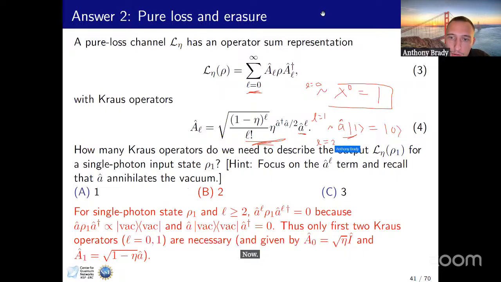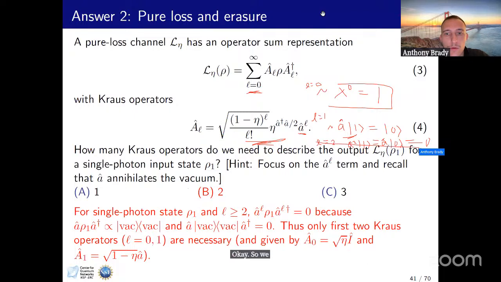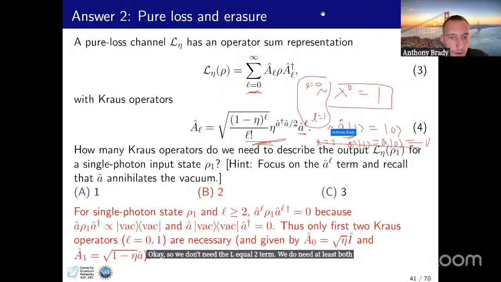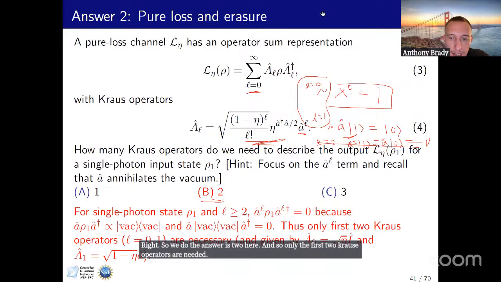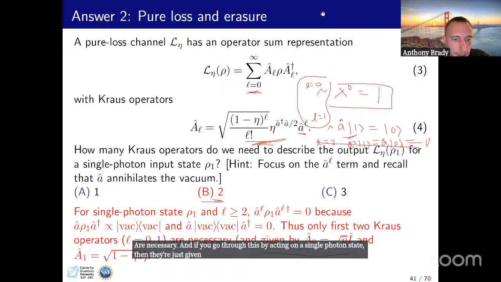Now, higher order terms, so L equals 2 will go like a squared. That's two annihilations. The first annihilates the quantum, and then we have an annihilation operator acting on the vacuum, but that's just 0. So we don't need the L equals 2 term. We do need at least both L equals 0 and L equals 1, so the answer is 2 here. Only the first two Kraus operators are necessary. And if you go through this by acting on a single photon state, they're just given by these representations down here. Next slide, please, Howie.